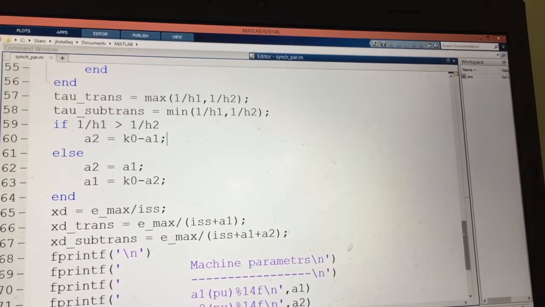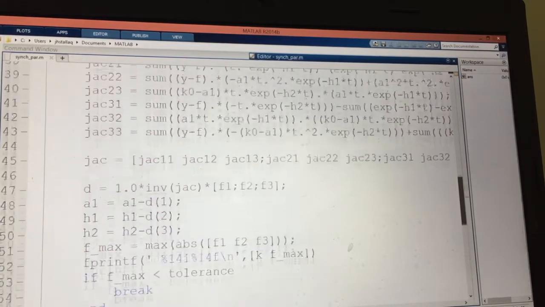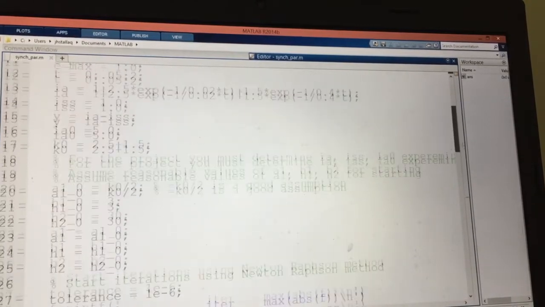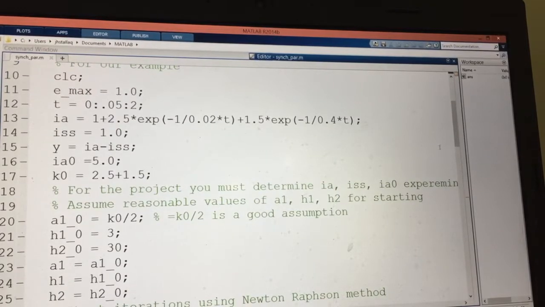Because we wanted a1 to represent the value of the transient component, while a2 represents the value of the subtransient component. If we go to the original function, which is this one, this is the function a1 here, and here a2. Here is h1, and here is h2. It may happen that the a goes to a2 in this side, or this a2, this one or this one.